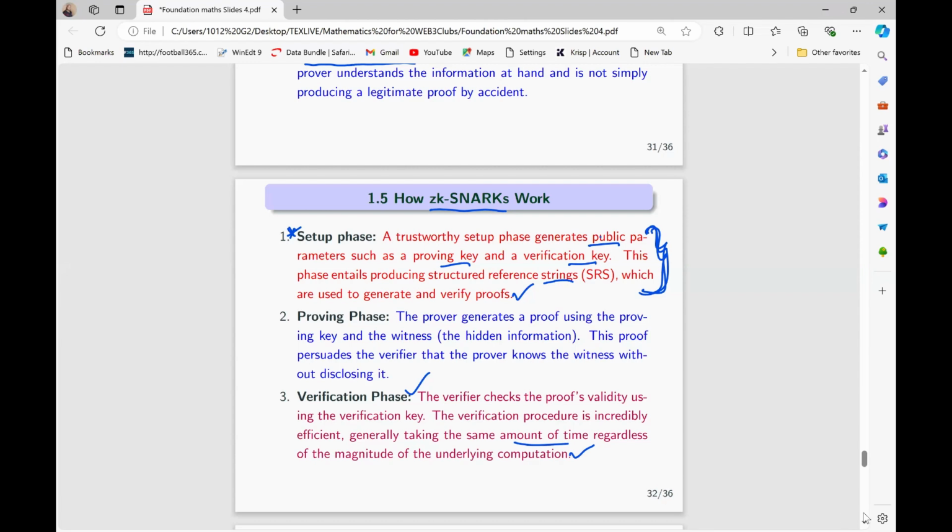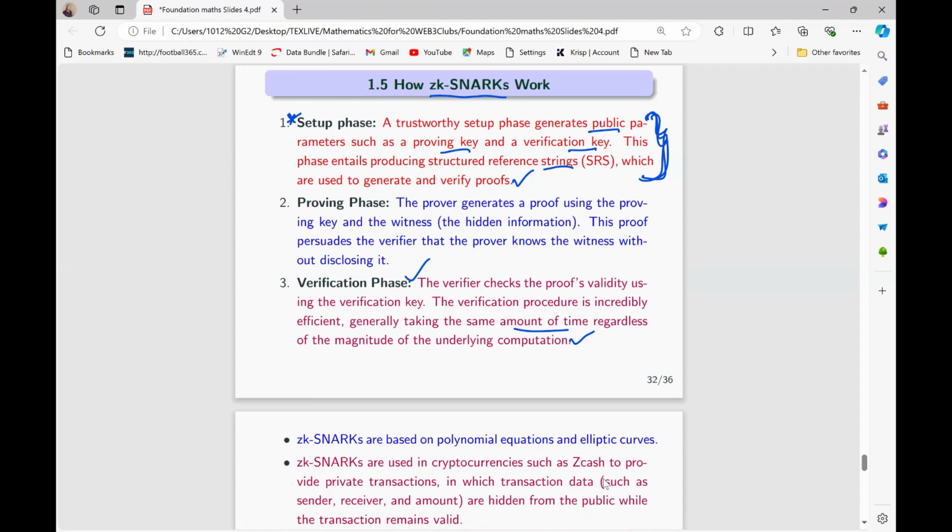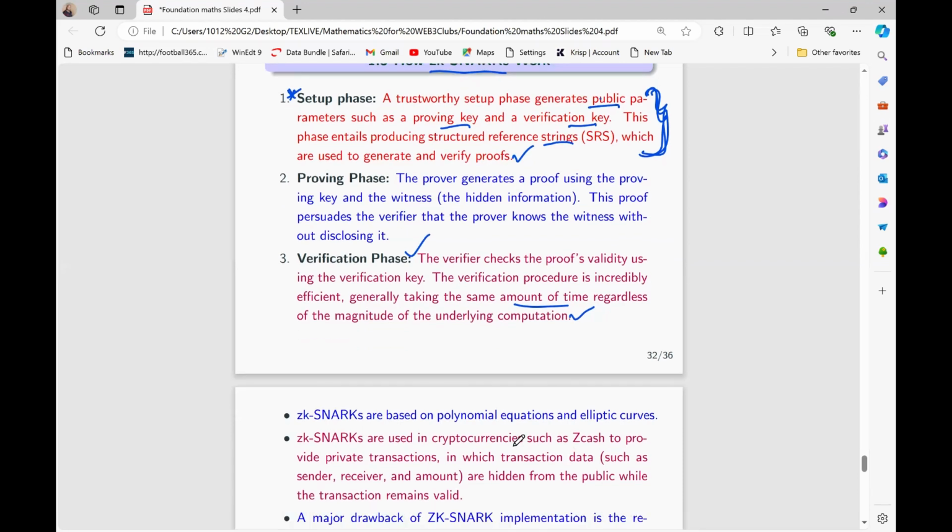And remember the disadvantage I talked about. Now, this is a repetition. I said ZK snarks are based on polynomial equations and elliptic curves. The other point is that ZK snarks are used in cryptocurrencies such as Zcash, which I also talked about, to produce private transactions in which the transaction data, such as the sender, the receiver, and the amount, are hidden from the public.